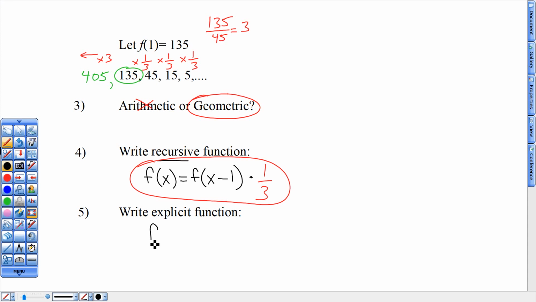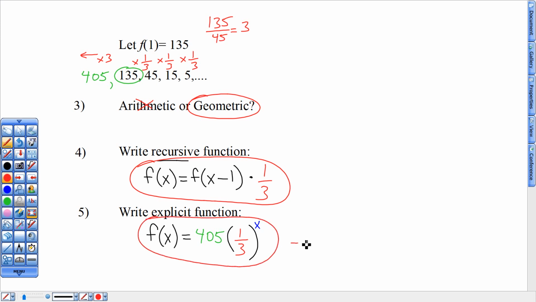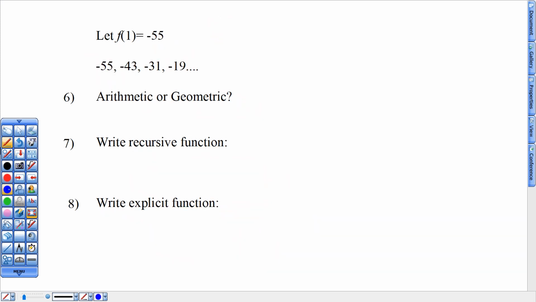All right, here we go. Explicit f of x. I take that green 405. This is geometric, never plussing in here. And I times it, showing parentheses now, times that 1/3, and I close that parenthesis, and I make sure I put that x in the exponent spot, so it's really small up there in the top corner. Exponential, one of these curvy graphs. All right, moving on. This one right here is clearly going to be arithmetic.